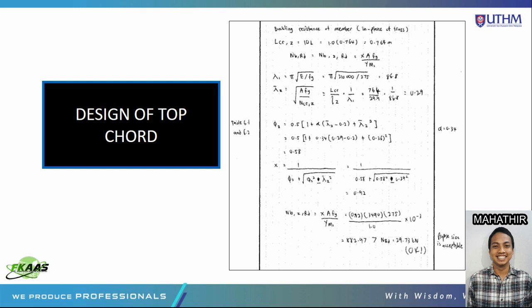The factor is, we use alpha equal to 0.34. So after that, we find the value of the buckling resistance, and we conclude that the value is more than NED and is okay, so the proposed size is acceptable.